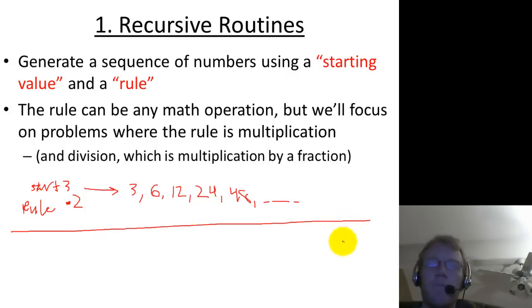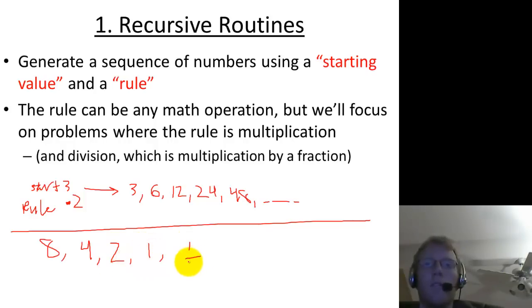Alternatively, I could give you a sequence and ask you to find the starting value and the rule. What if I give you the sequence 8, 4, 2, 1, 1/2, etc. In this case, your starting value is very obvious. Start at 8, and then look at your rule. You might think, okay, my rule is divide by 2, but we want to write the rule as multiplying every time. Dividing by 2 is the same as multiplying by 1/2. So it's much better to write multiply by 1/2 than divide by 2.